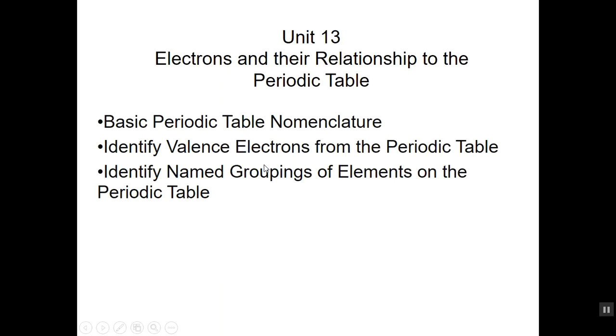So we're going to look at some nomenclature for the periodic table, how we can refer to parts and regions of the periodic table and the rows and the groups, all that kind of stuff in it. We're going to look at what we call valence electrons from the periodic table. Those are the electrons in the highest numbered shell. So I take the n with the highest number, count up the electrons, those are my valence electrons. And then we're going to identify some of the specific named groups on the periodic table, names you probably have heard of before in many cases.